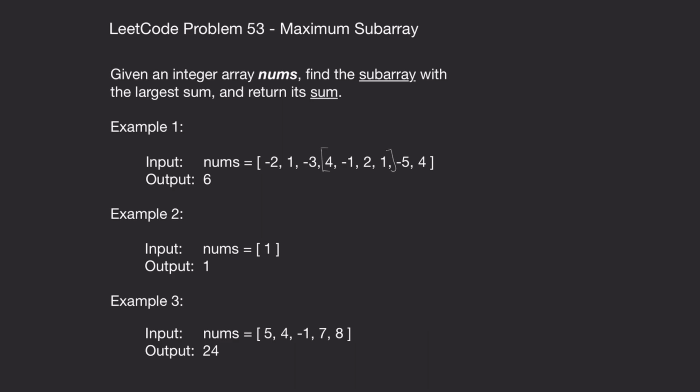Next, example 2, we only have one element. In that case, we just want to return the output 1. And for example 3, the input array has elements 5, 4, -1, 7, and 8, with the output expected of 24. And in this case, the subarray that sums up to 24 is all the elements in the input array nums.